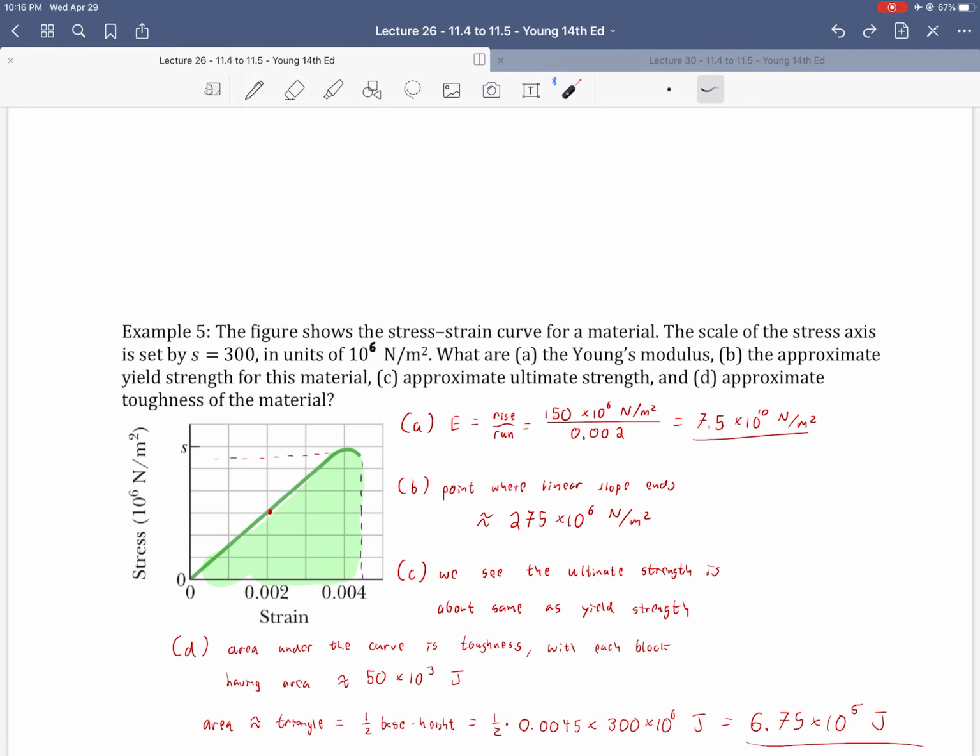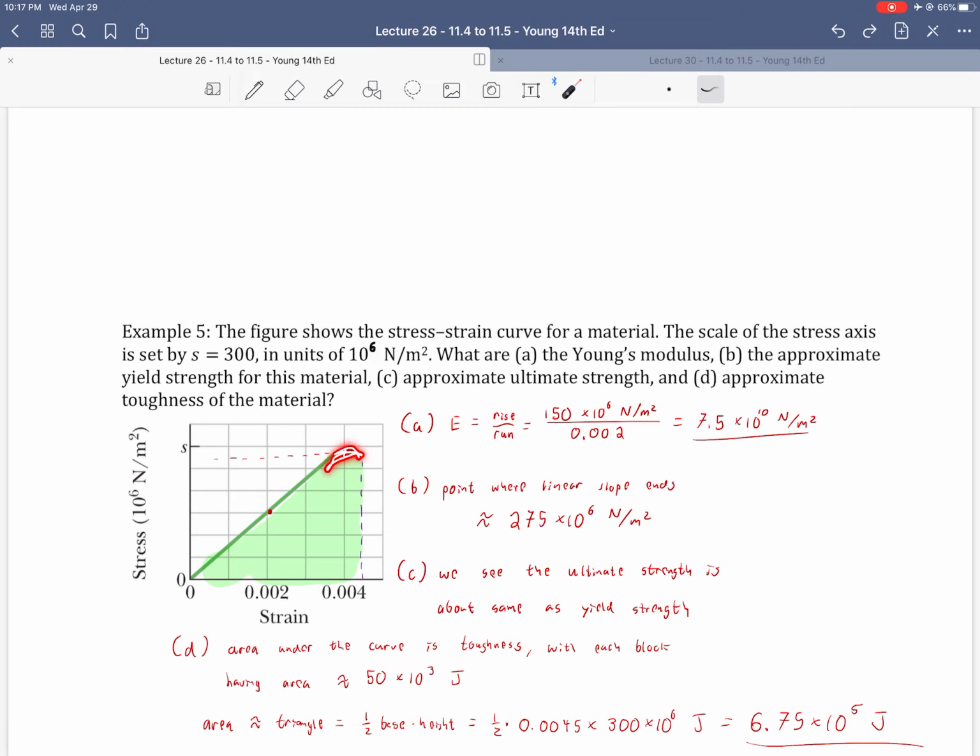And lastly, toughness. Well, if you recall, toughness was the last key term I covered, and it's the area under the curve. And so the area under the curve is the toughness. So we have that each block has an area of about 50 times 10 to the 3 joules, right? So that's how much energy is in each of those blocks. So if we think of the area of the triangle, okay, so it's approximately a triangle.